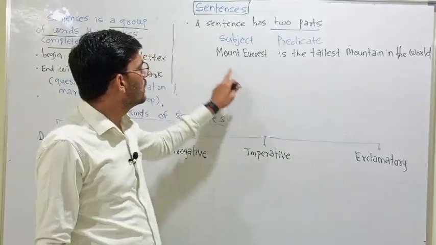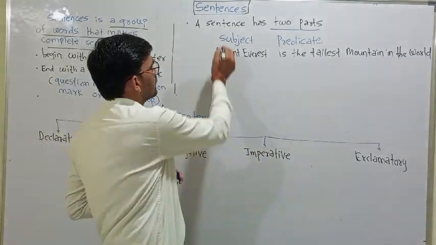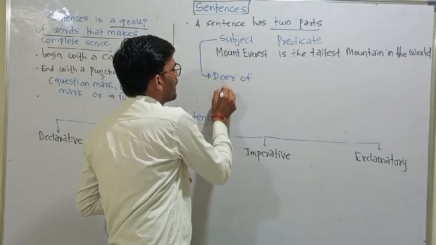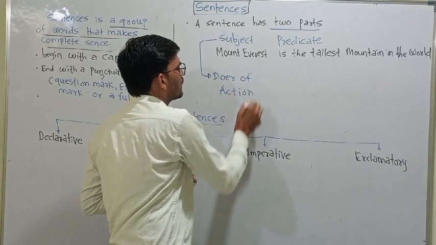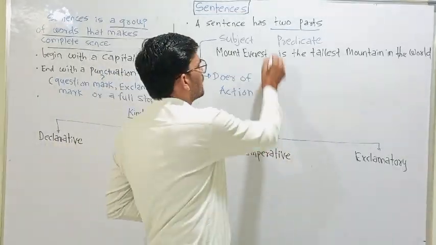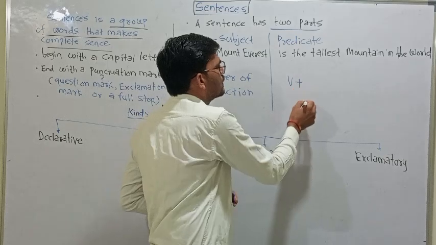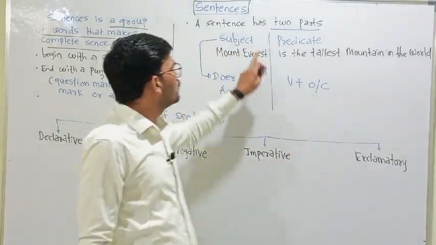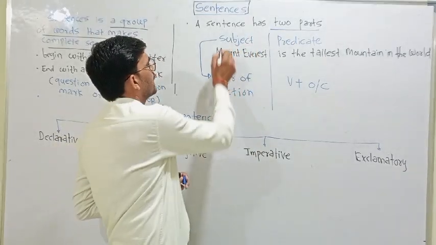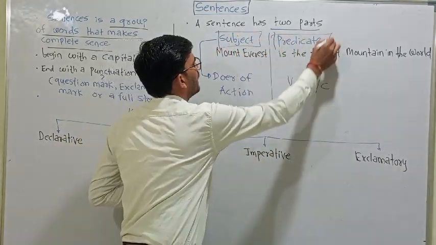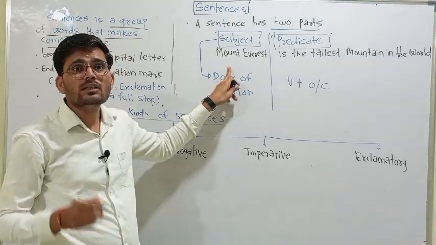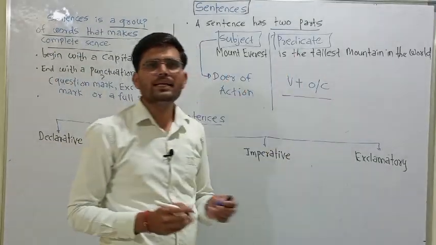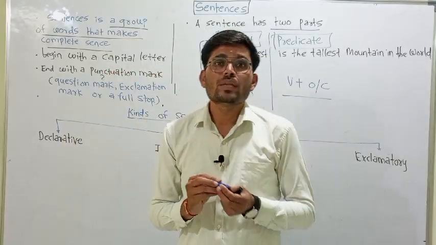In the subject there is only the doer of the action. Subject is also called the doer of the action. And the predicate, always the predicate, has a verb plus object or complement. The two parts of a sentence: first is the subject and second is the predicate. The subject is called the doer of the action, and in the predicate there is a verb plus object or complement. So these are the two parts of a sentence.